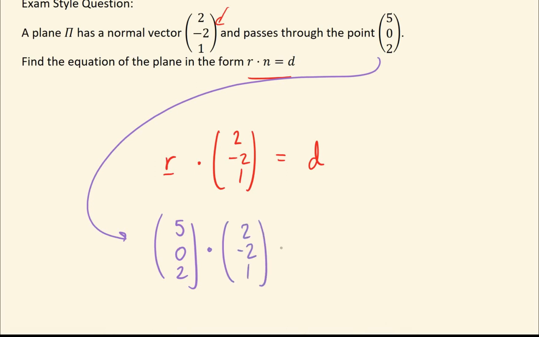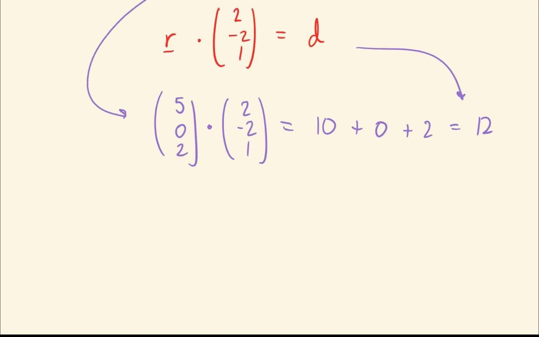So working this out, 5 times 2 is 10, nothing times minus 2 is nothing, and 2 times 1 is 2. Which therefore means that D equals 12. And the equation of my plane is r dot (2, minus 2, 1) equals 12. And that defines all the points on my plane.